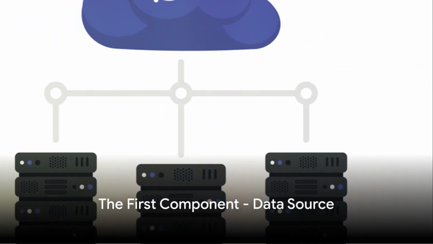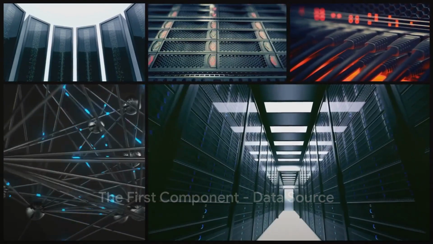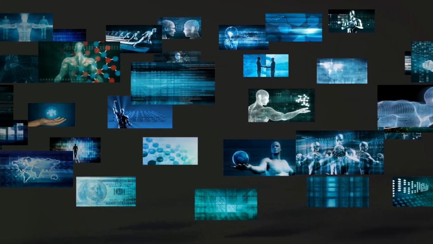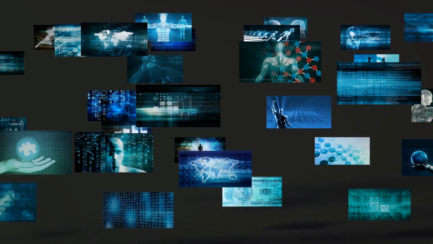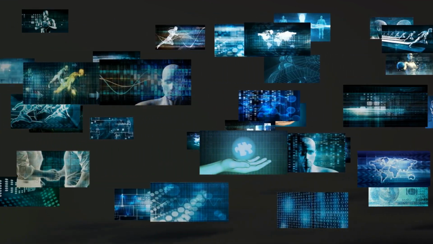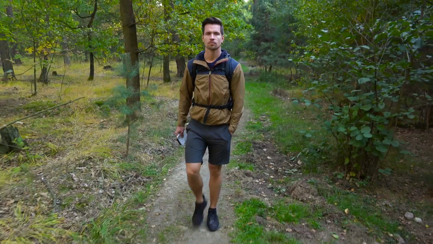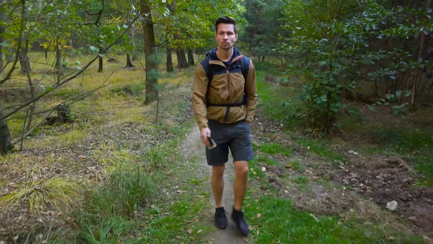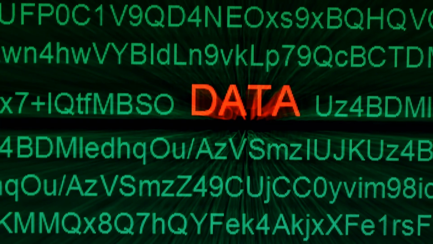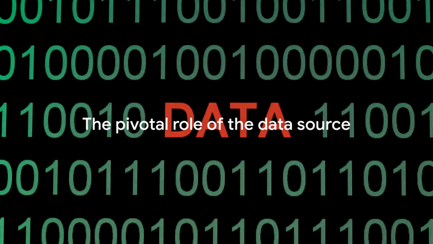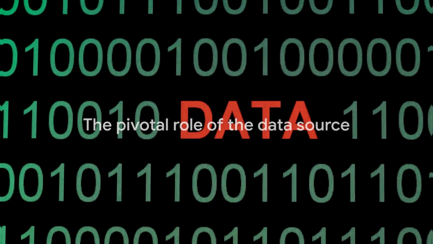Where does the data come from? The answer is the data source. This is the starting point for our data journey. Data sources can be various. They might be databases, cloud storage, APIs, or even streaming platforms. From these diverse sources, data is extracted to kickstart the pipeline. It's like the first step on a long hiking trail. You have to start somewhere, right? And that somewhere in the context of a data pipeline is the data source. The data source is the starting point of our data journey.